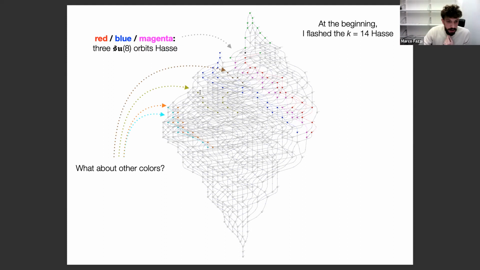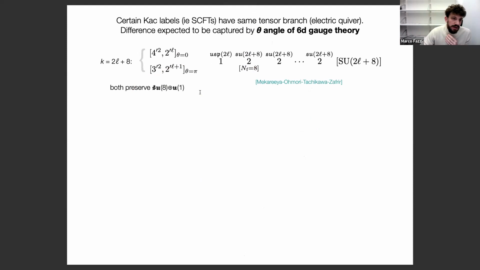The answer is no, and they represent something else. It's well known that sometimes 6d theories can be characterized by theta angles. For example, it was shown in this paper by Del Zotto, Fazzi, Giri, and Ohmori, that if you consider K equals 12 plus 8, these two Katz labels for any choice of K will actually be characterized by the same electric quiver. Both preserve SU(8) plus U(1). So there's some degeneracy, in some sense, between these two SCFTs.